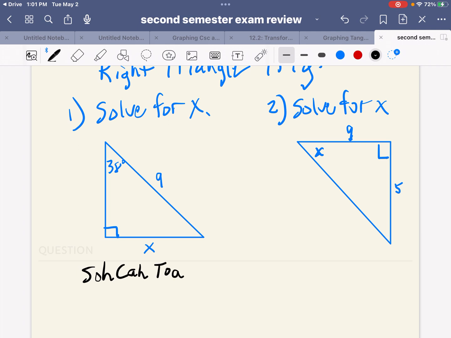SOHCAHTOA to remind you that sine is equal to opposite over hypotenuse, cosine is adjacent over hypotenuse, and tangent is opposite over adjacent. And you can use those 3 trig functions to solve right triangle trig problems.